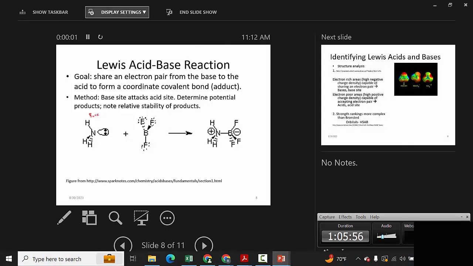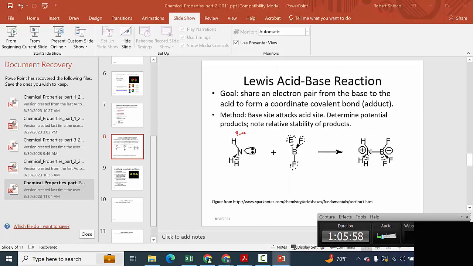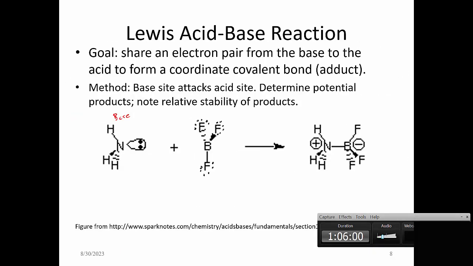Well, they made it easy for us. They made it easy by not even bothering writing the lone pairs for the fluorine. That way you wouldn't get mixed up, right? But not everybody's going to make it easy for you. And so why is BF3 not the base?